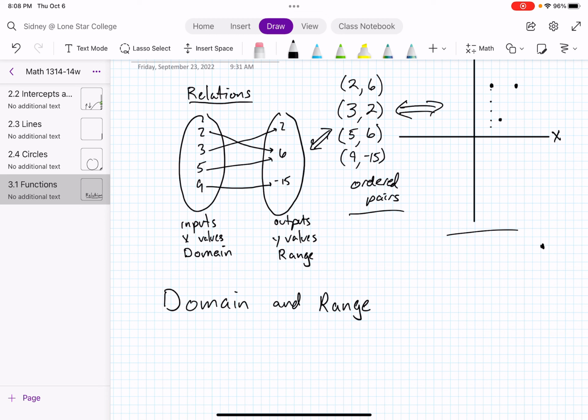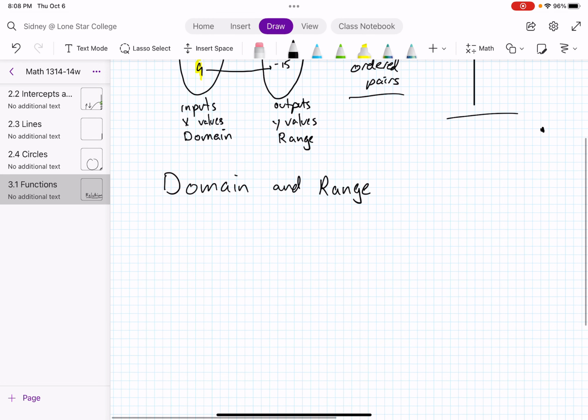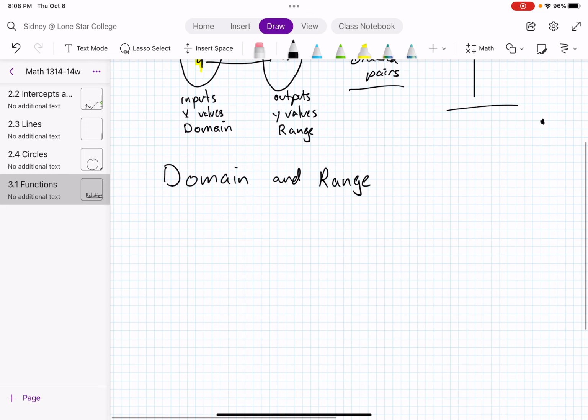Now, inputs can be looked at individually. There is an input of 2, there's an input of 3 and 5 and 9. We can look at those individually. Domain is a holistic view. Domain we could define as all of the x values or all of the inputs, but it's referring to the collection of all of them.